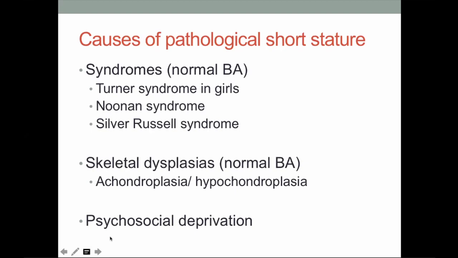So I hope you remember, I don't want you to have to memorize it too much. If there's something intrinsic with the bone, you have a normal bone age. There's nothing wrong with the surrounding factors. But if there is something wrong in the surrounding factors, the exogenous factors, then you have a delayed bone age, right?